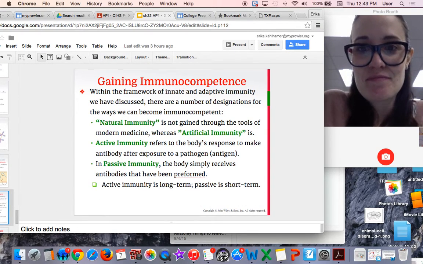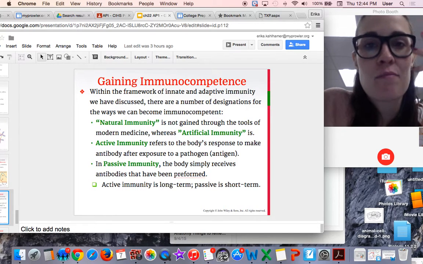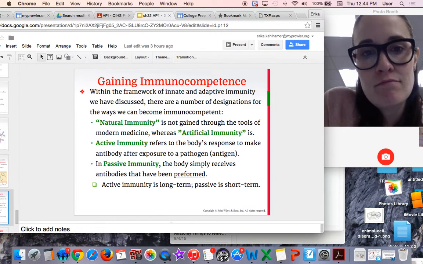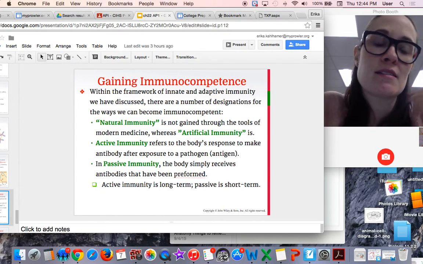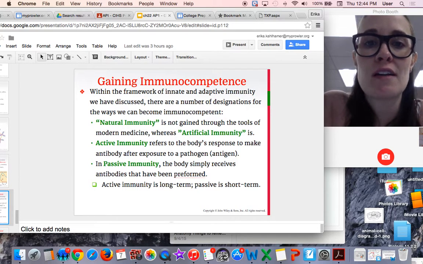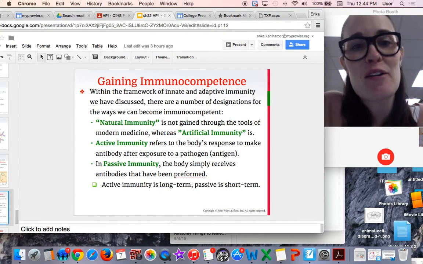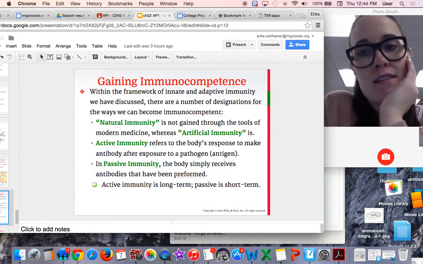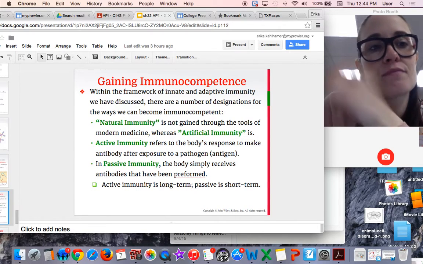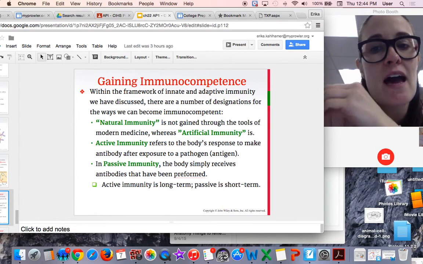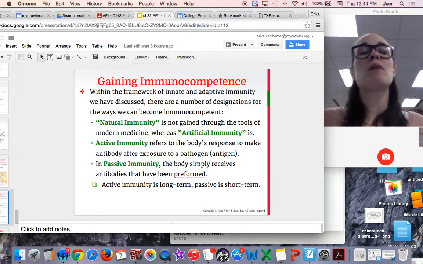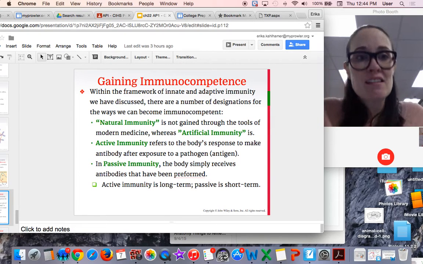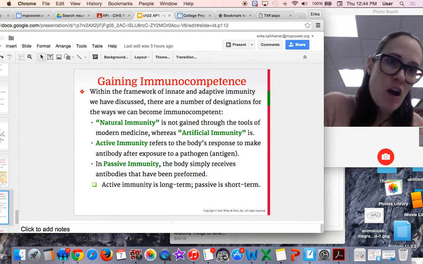Cool. So there are a few ways you can gain that immunocompetence or that memory. You can acquire it naturally, so your body makes everything without the help of natural medicine or modern medicine. Artificial immunity is due to modern medicine. So those are 2 categories. Also, it can either be active or passive. Active is when your body is making the antibodies. Passive is when you are given the antibodies that are already made.